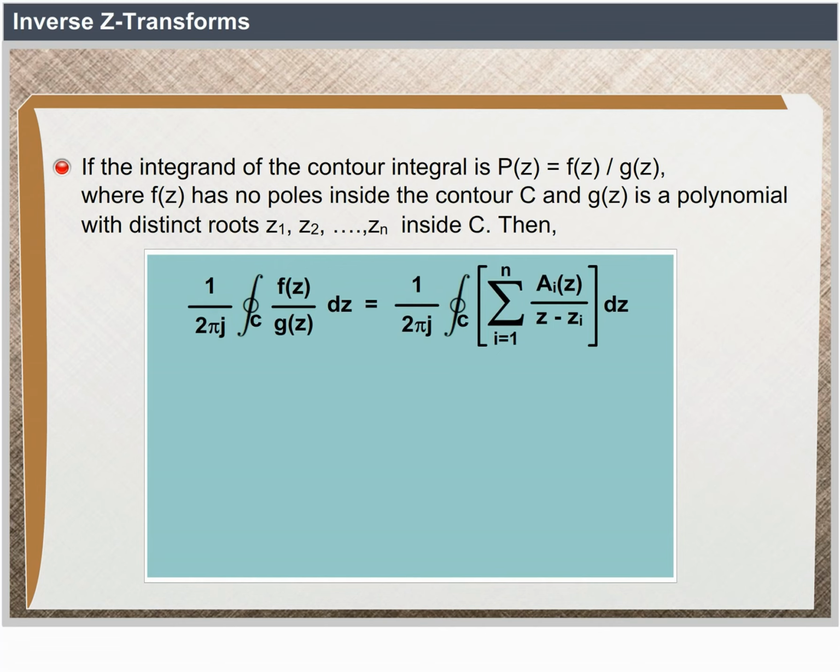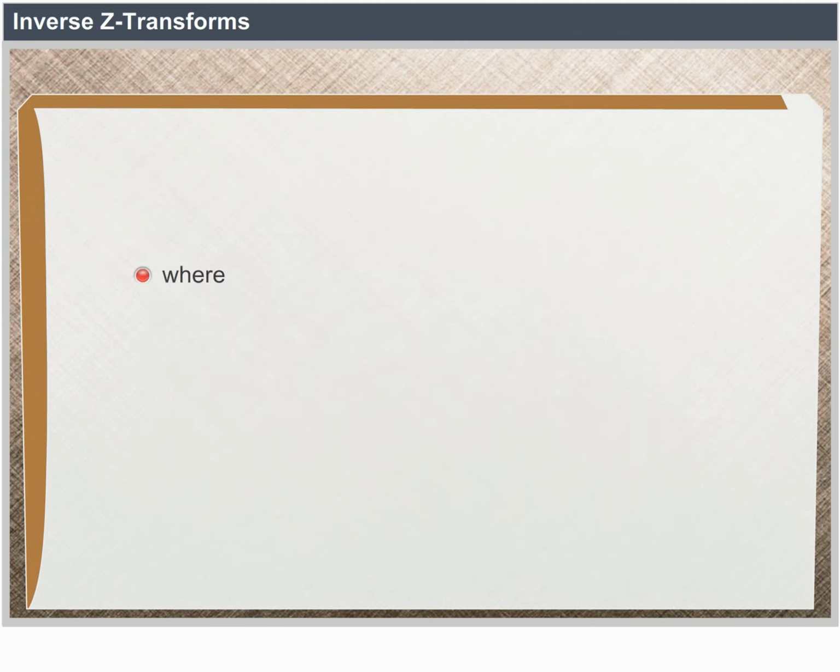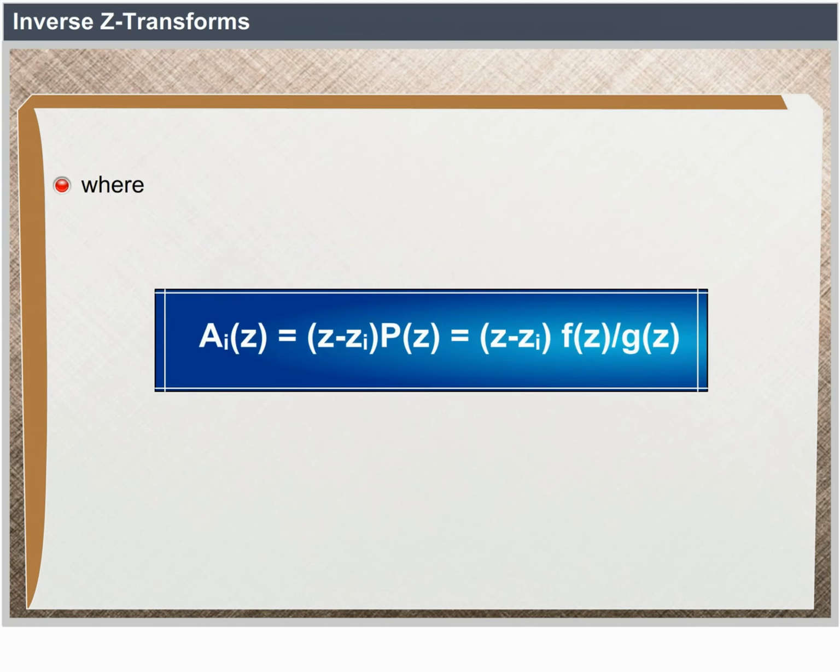equals 1/(2πj) closed integral summation i equal to 1 to n of ai(z)/(z - zi) dz, equals summation i equal to 1 to n of 1/(2πj) closed integral ai(z)/(z - zi) dz, equals summation i equal to 1 to n of ai(zi), where ai(z) = (z - zi) p(z) = (z - zi) f(z)/g(z).